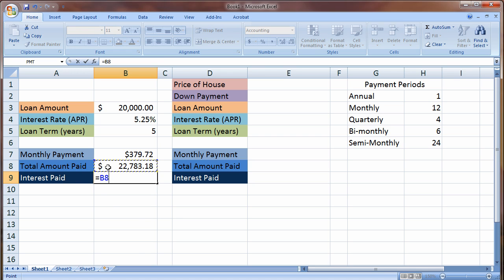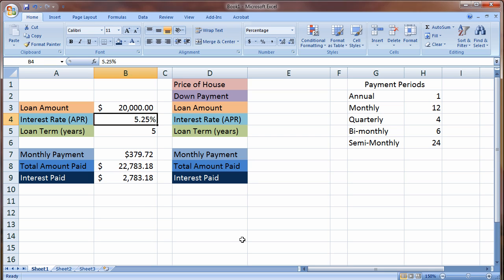What's the difference? It's interest. So I'm going to take the total amount paid minus the loan amount, and I'm going to see that the bank in this case is making $2,783.18 for the privilege of loaning me the money. Now this is if I had pretty decent credit.